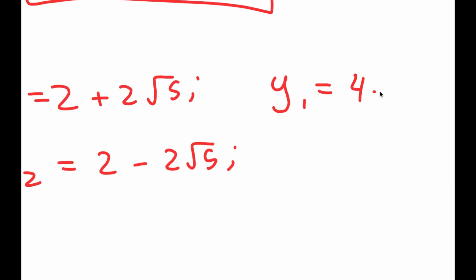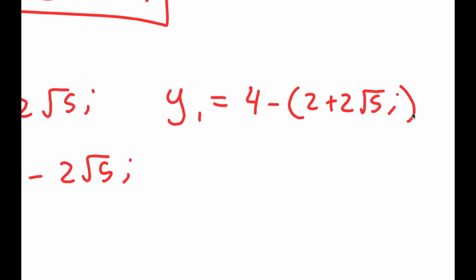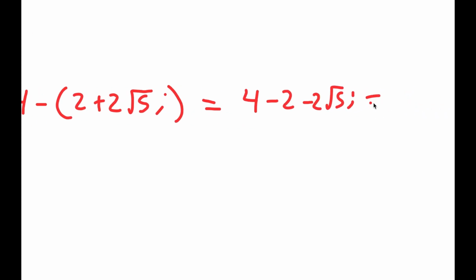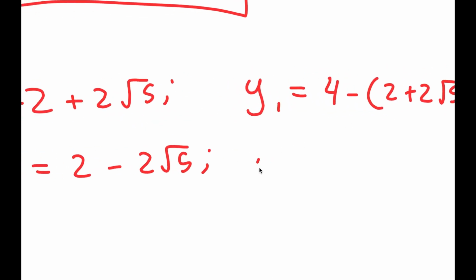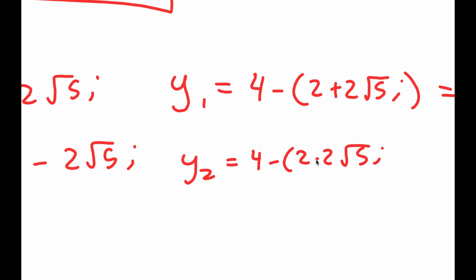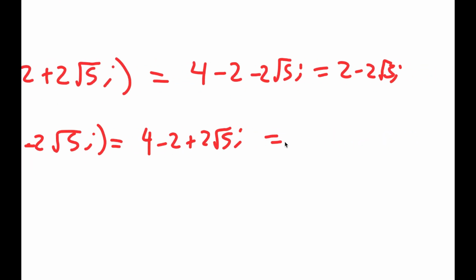y1 is equal to 4 minus (2 plus 2 root 5i), which is equal to 4 minus 2 minus 2 root 5i, which is equal to 2 minus 2 root 5i. And for y2, I get 4 minus (2 minus 2 root 5i), which is equal to 4 minus 2 plus 2 root 5i, which is equal to 2 plus 2 root 5i.